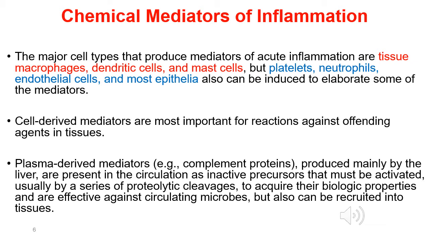The plasma-derived mediators, which include the complement proteins produced mainly by the liver, are present in the circulation as inactive precursors that must be activated, usually by a series of proteolytic cleavages, to acquire their biologic properties. They are effective against circulating microbes, but also can be recruited into the tissues at the site of inflammation. So these plasma proteins need to be activated before they can exert their action during the inflammatory process.